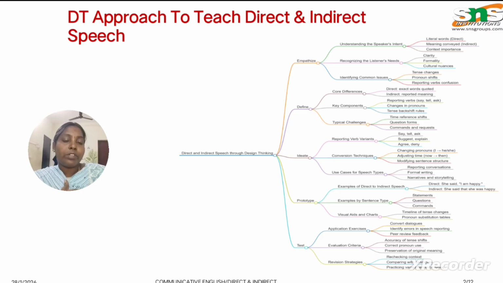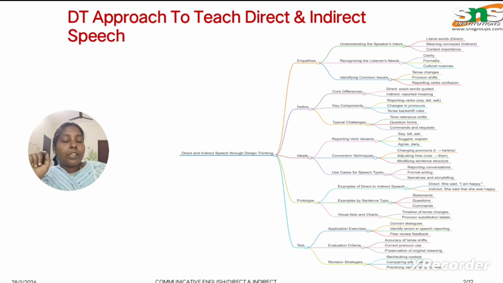So what are all the things to be noticed while transforming a direct speech sentence to indirect speech? A direct speech sentence can be identified because those words are kept within quotes and commas are used. If you are making it an indirect speech, these commas and quotes can be removed. So these are all the few minute things you should notice.